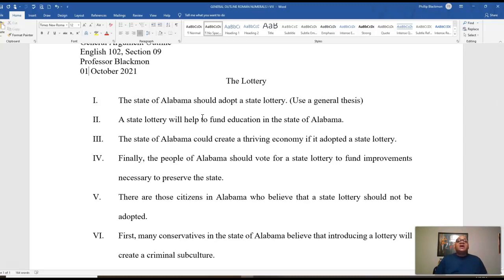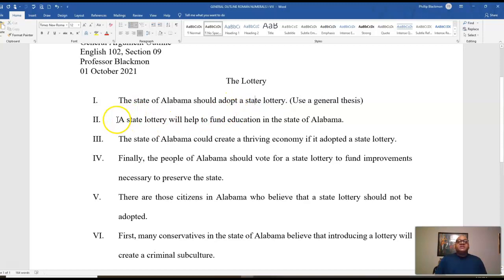One complete sentence that only states your position. You're either for something or against something. Marijuana should be legalized in the United States. That is simply your position. It is one sentence. It is one simple sentence. Don't make this complicated. For Roman numeral number 1, give me your position on the issue, on the controversy. In this instance, my position is the state of Alabama should adopt a state lottery.